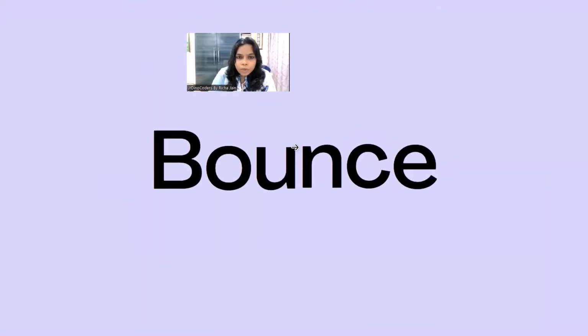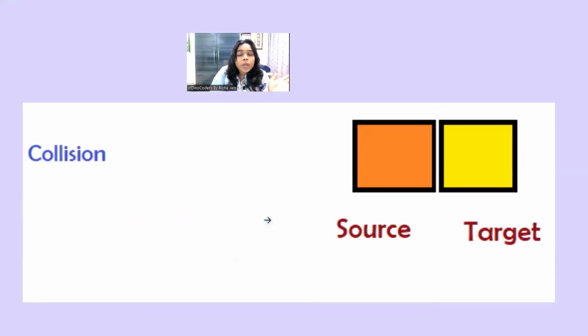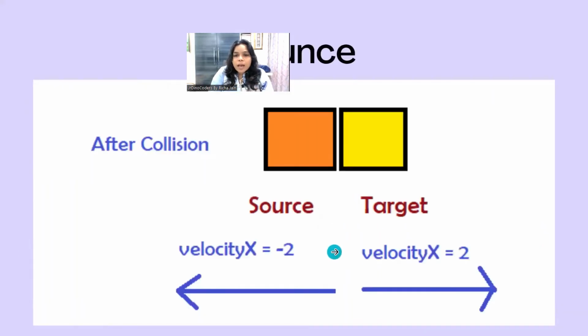The next type of collision that we will talk about is bounce. So what happens in bounce? Say for example, you have a source and a target. The source is moving in the right direction with velocity x of 2 and the target is moving in the left direction with velocity -2. The collision happens between both of them, and after the collision, both the velocities are interchanged. What does it mean that both the velocities are interchanged? My source takes the velocity of the target and my target takes the velocity of the source.